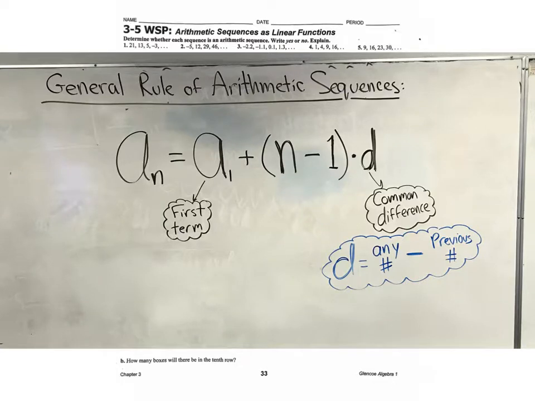So this is the second day on the same topic, arithmetic sequences. Remember, a sequence is just a list of numbers. Arithmetic sequence means that there's a common difference between all the numbers, okay? And we also had to memorize the general rule. This is a picture of the board right here.